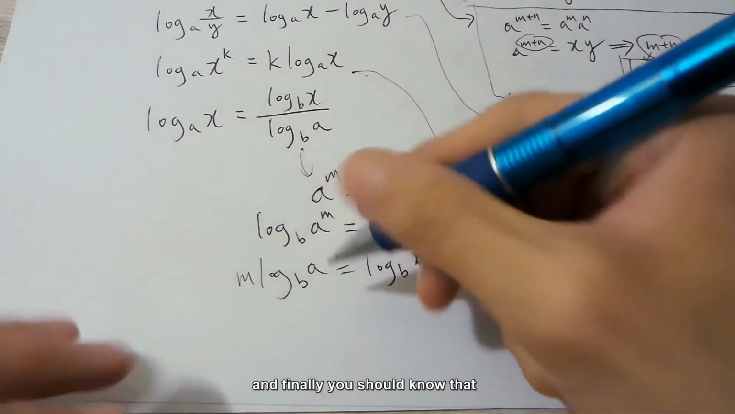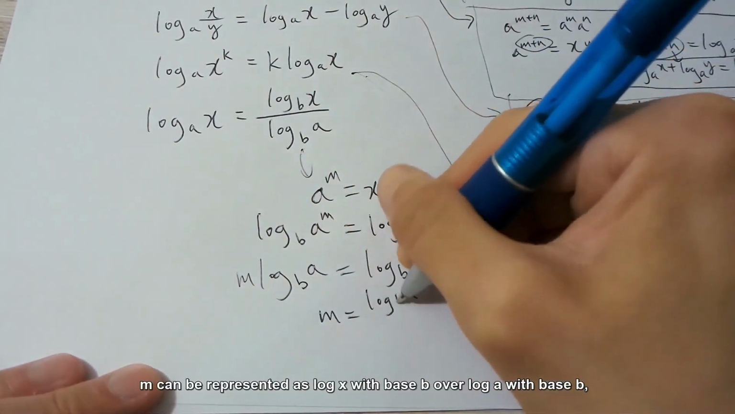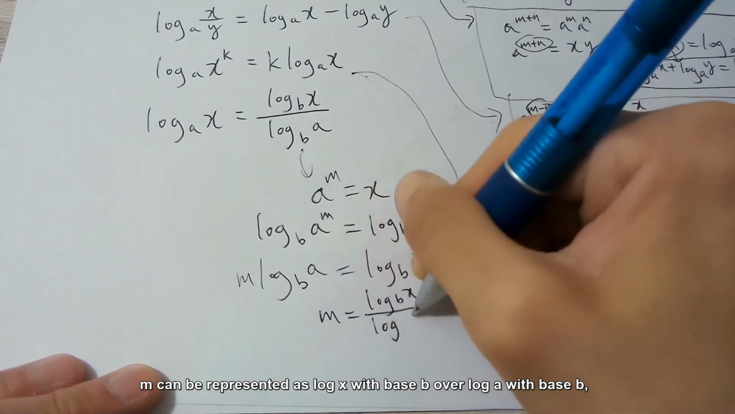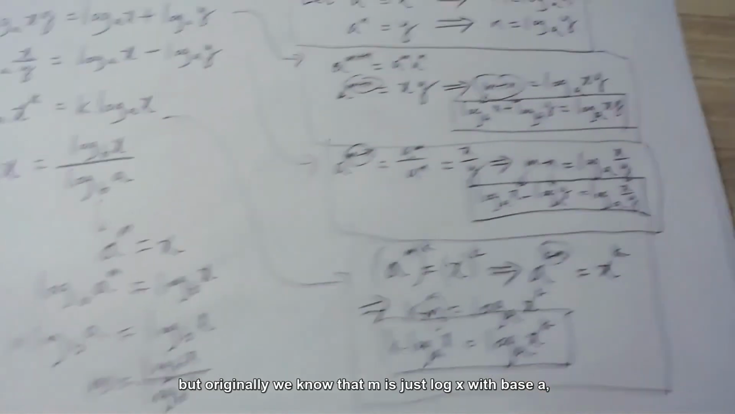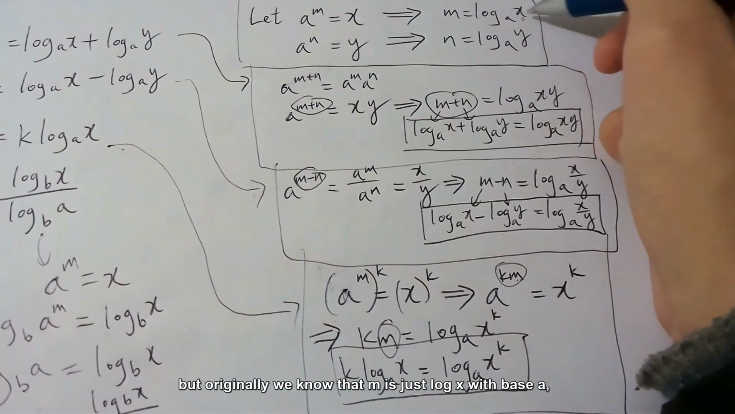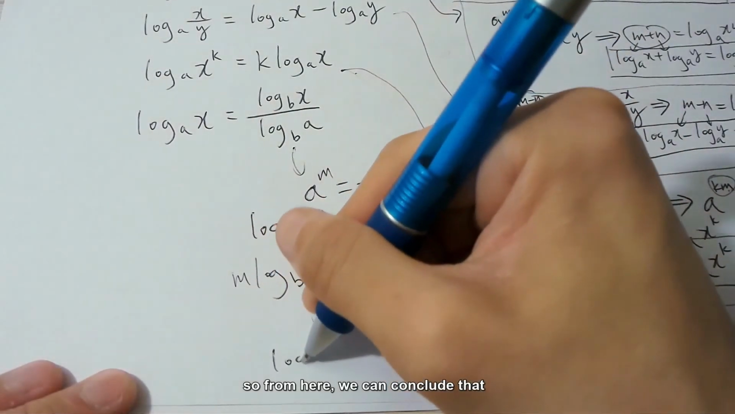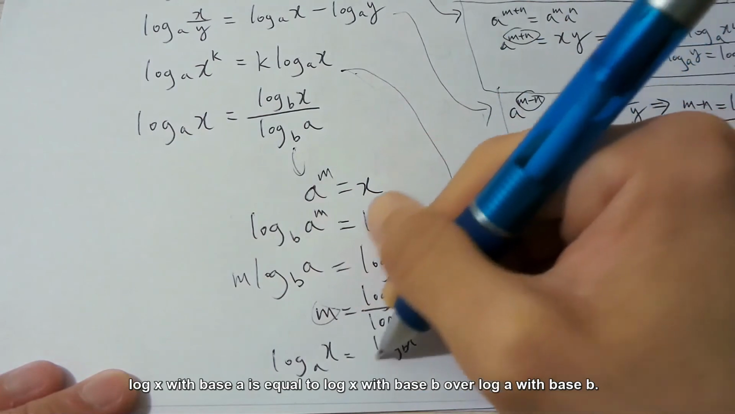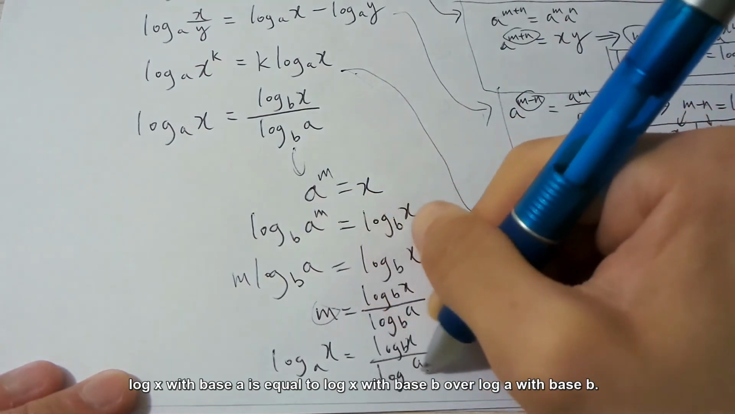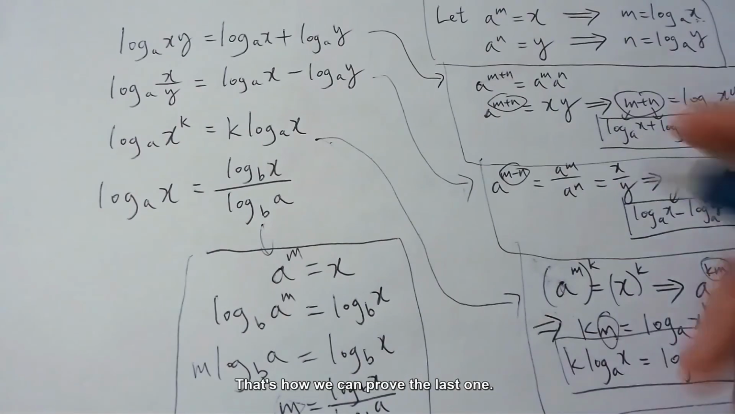Finally, you should know that m can be represented as log x with base b over log a with base b. But originally we know that m is just log x with base a. So from here we can conclude that log x with base a is equal to log x with base b over log a with base b. And that's how we can prove the last one.